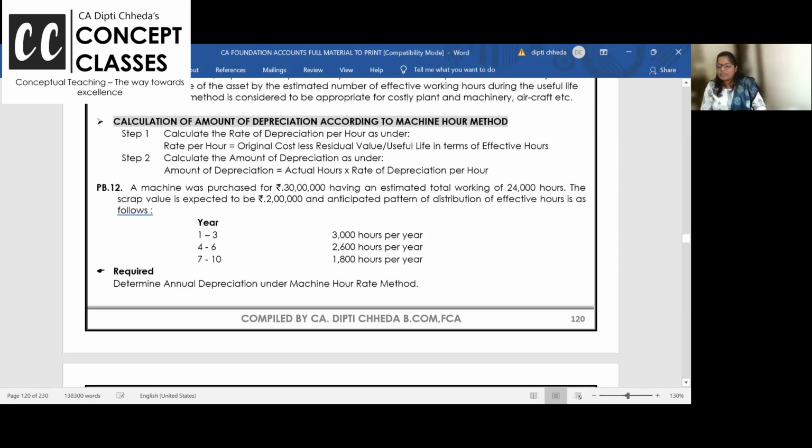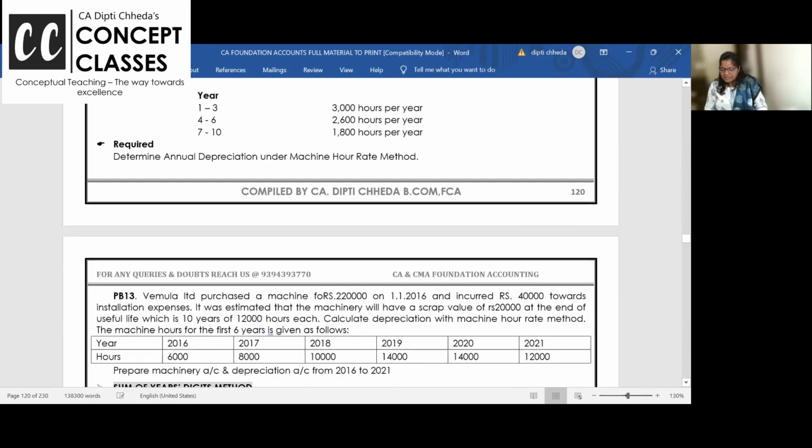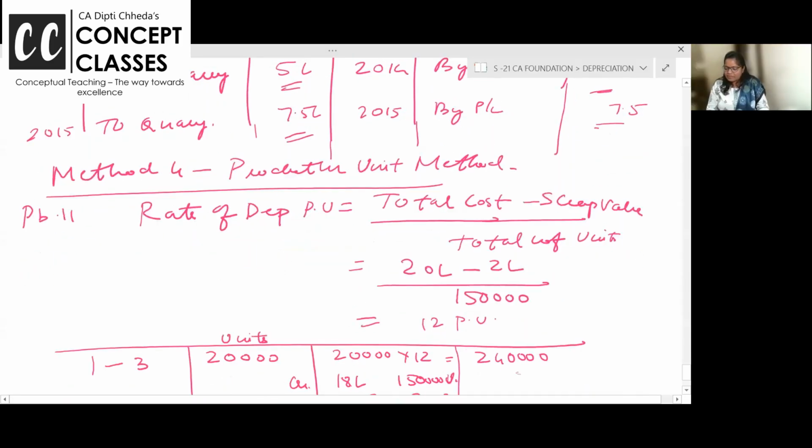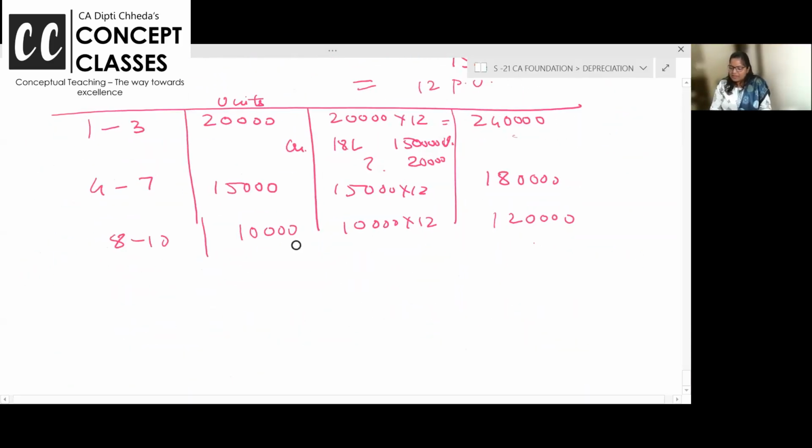A machine was purchased for 30 lakhs having an estimated life of 24,000 hours. Scrap value is 2 lakh and anticipated effective hours, all the details are given to you, right? So the 12th problem we are doing now in class, and the next method also we will write. Yesterday we did the 4th method. Now write down the 5th method.